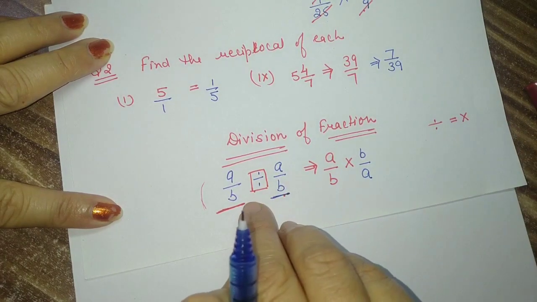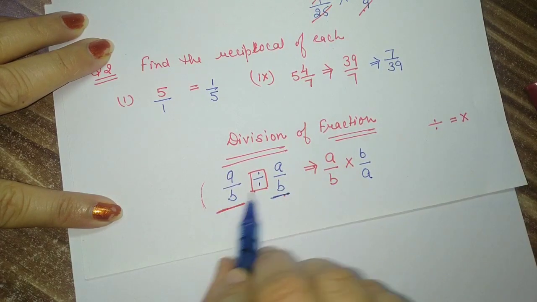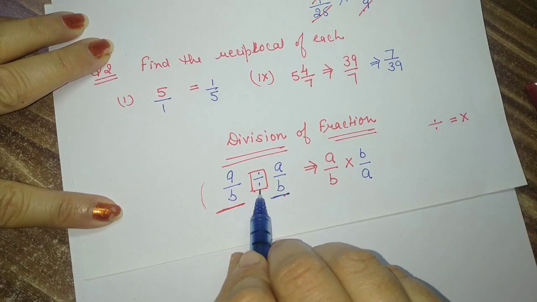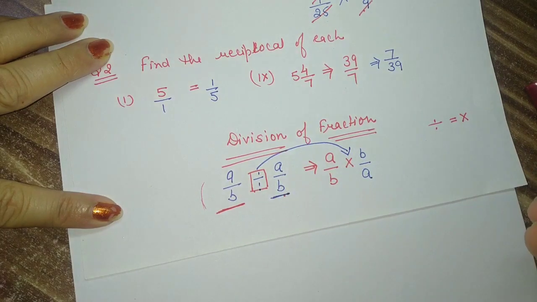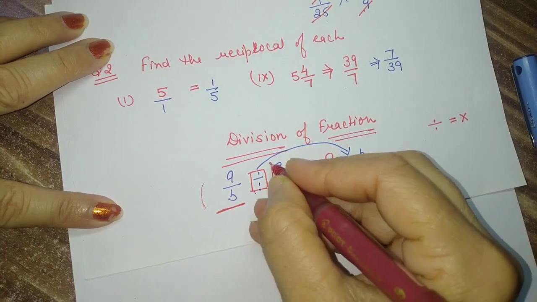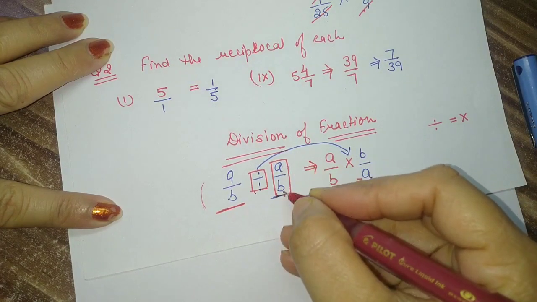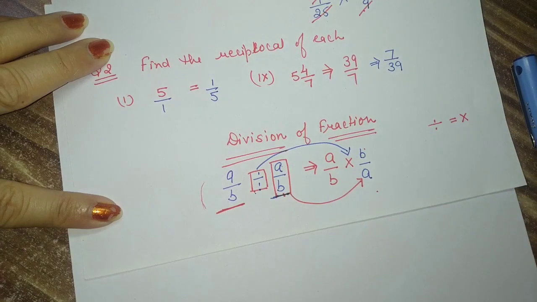Now here we solve this one. I repeat again. The first fraction will remain the same. There is no change in the first fraction. We change the divide sign into multiply. So after the divide sign, whatever fraction is given, we write its reciprocal. A upon b means b upon a. And now easily we can solve this one.